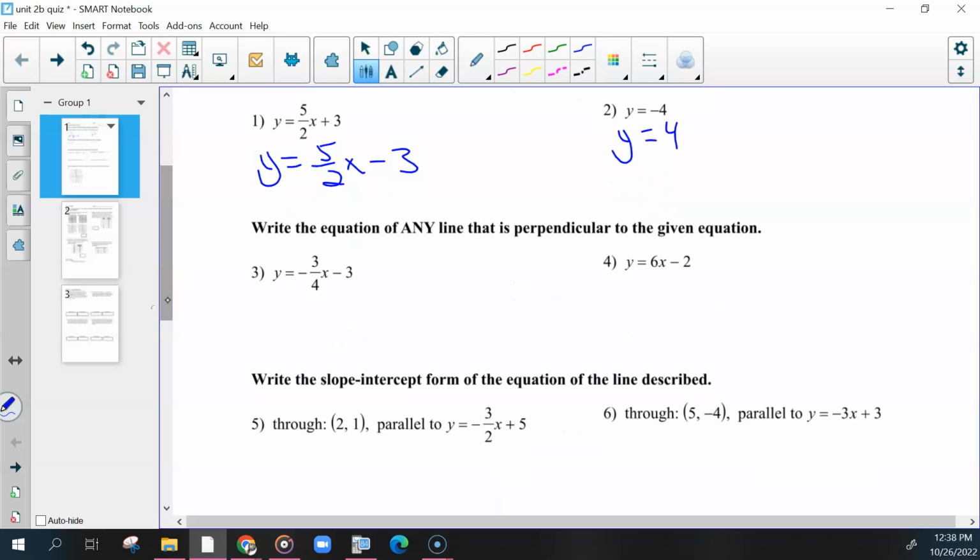Number 3, you're now doing perpendicular, so your slope is changing. Take it, flip it. If it's negative, make it positive. And then you can keep the y-intercept the same. You can change it. It doesn't matter. And then same thing for number 4. All whole numbers are really over 1, so you're going to take it, flip it. It was positive, so we're going to make it negative.